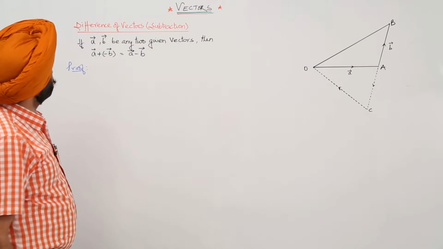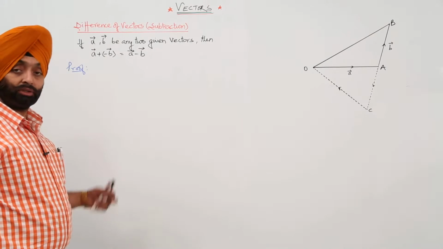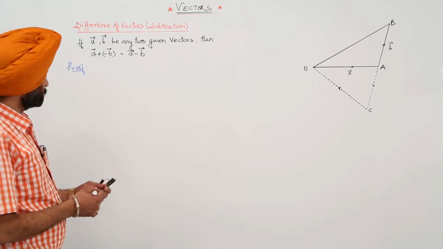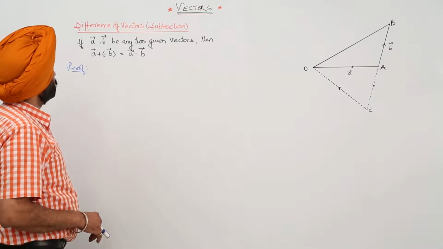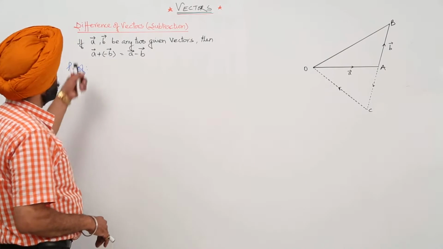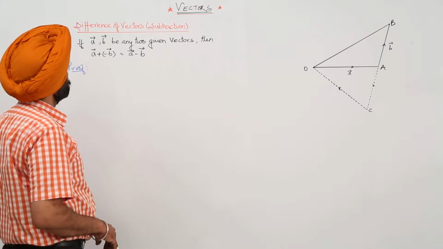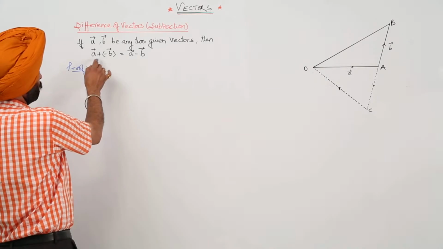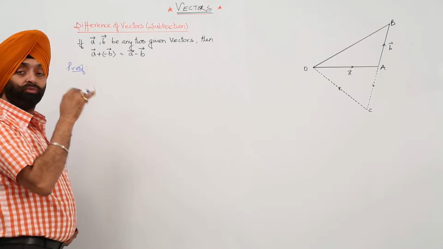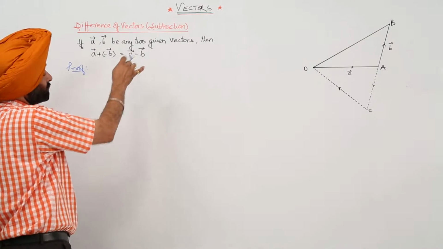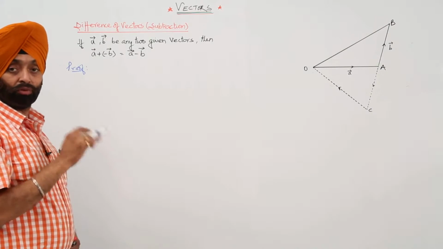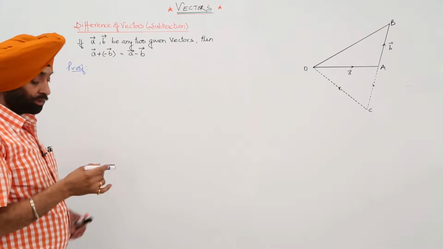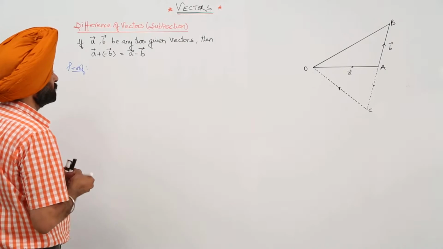We are having difference of vectors, so called subtraction of vectors. Now if vector A and vector B are any two given vectors, then vector A followed by the additive inverse of B is equal to vector A followed by negative of vector B.